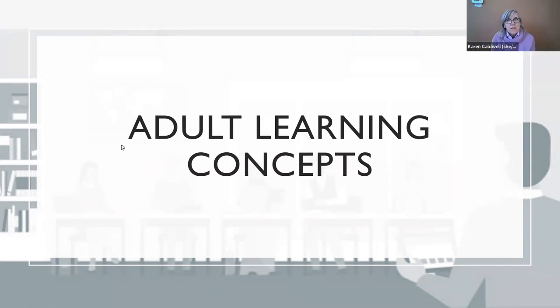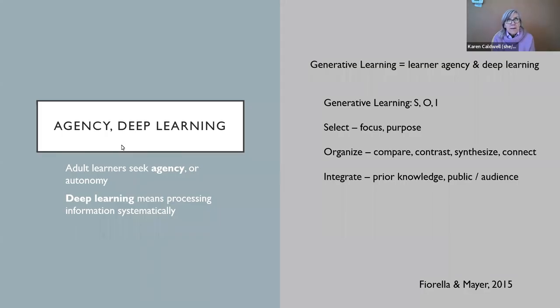Great. Thanks, Jill. If you can move to the next screen, I can go over the 2 main concepts related to adult learning, which are agency and deep learning. So adult learners especially seek agency or autonomy over their learning. And we all can benefit from creating an e-portfolio as part of our own lifelong learning approach. So the learning theory that brings those 2 concepts together, agency and deep learning, is called generative learning from Fiorella and Mayer. Generative learning consists of 3 main steps: select, organize, and integrate, or SOI.